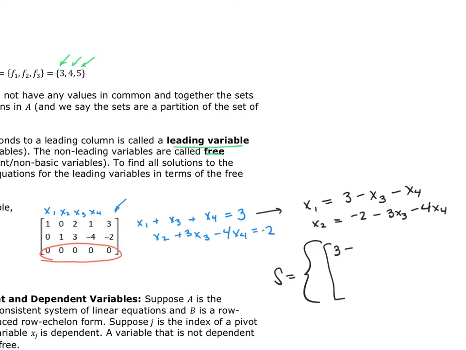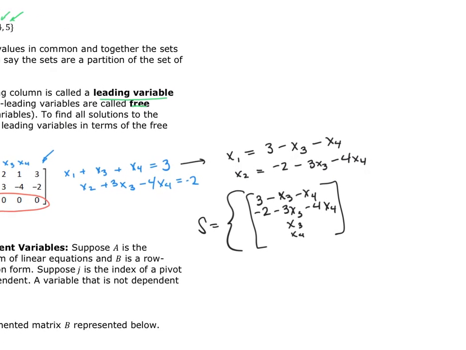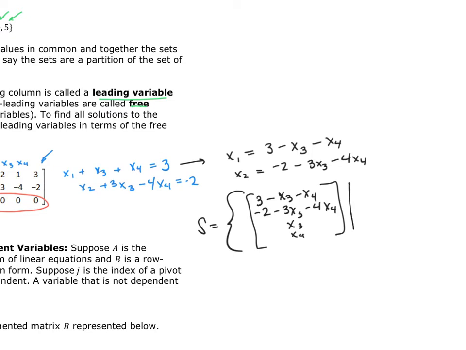So 3 minus x sub 3 minus x sub 4. My x sub 2 is my next row. So negative 2 minus 3x sub 3 minus 4x sub 4. My x sub 3 was my free variable, so that is x sub 3. And my x sub 4 was also a free variable, so that's x sub 4. So then I put a straight line so I can tell you all about my free variables.